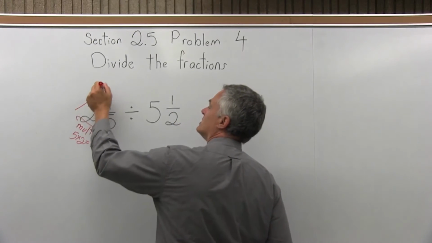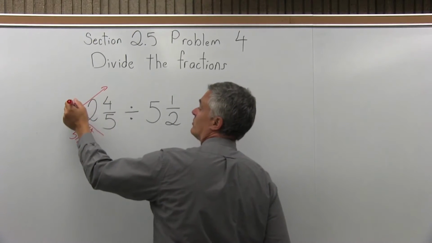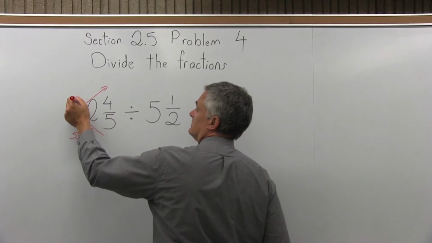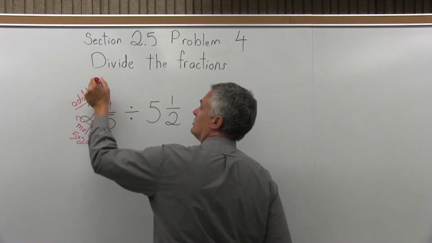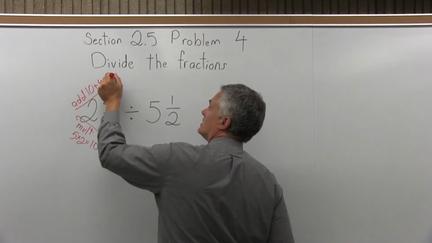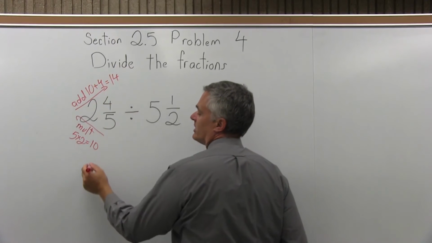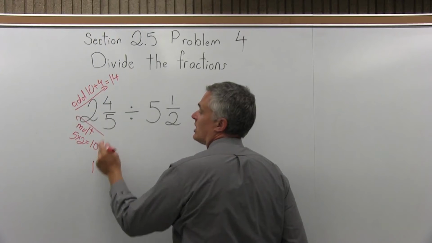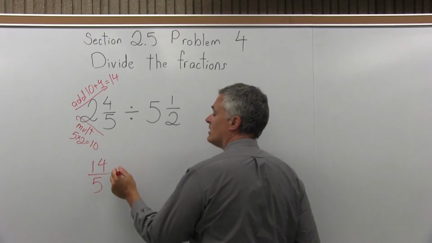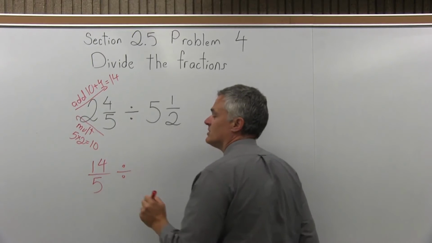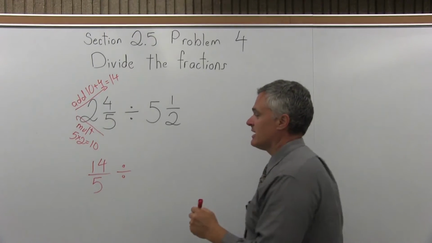Then you take that result and you add it to the numerator. The result of 10 plus the old numerator 4, 10 plus 4 more is 14. So my new numerator is 14. The denominator stays 5. And for now, I'll leave it as a division. I'll change it in just a second, the next line down.